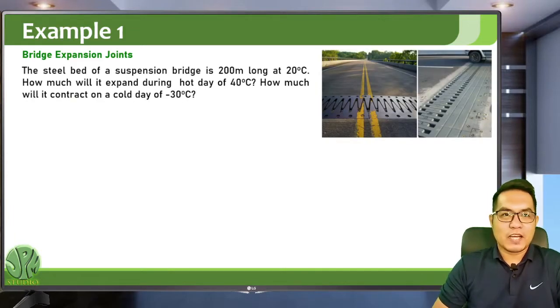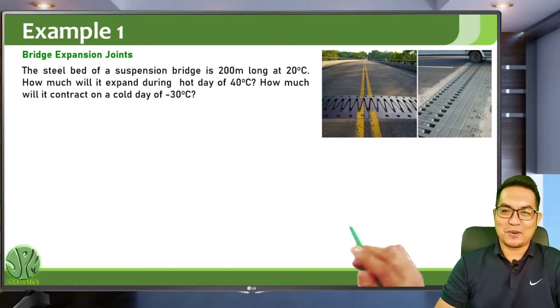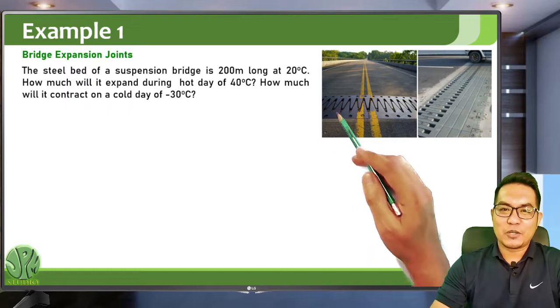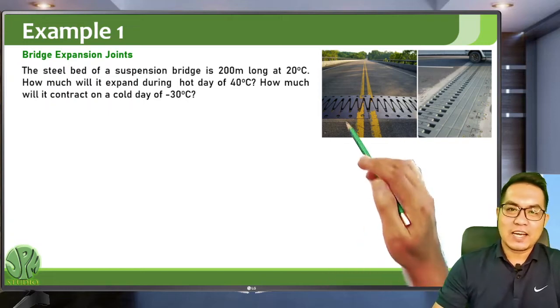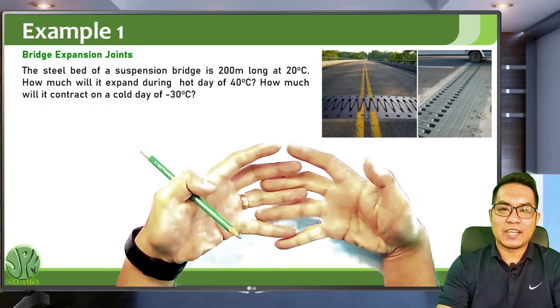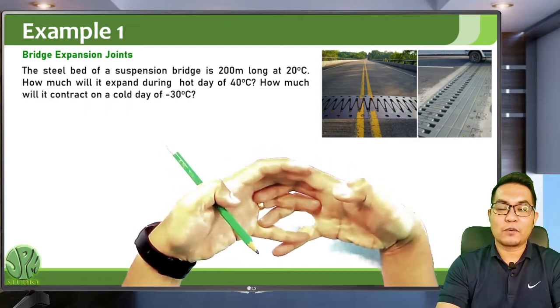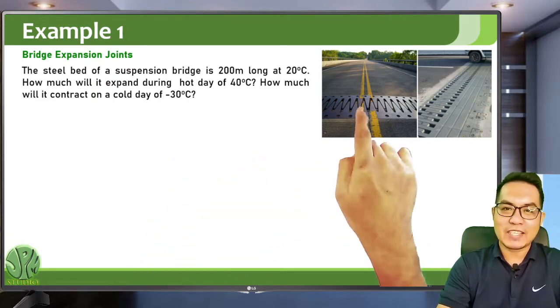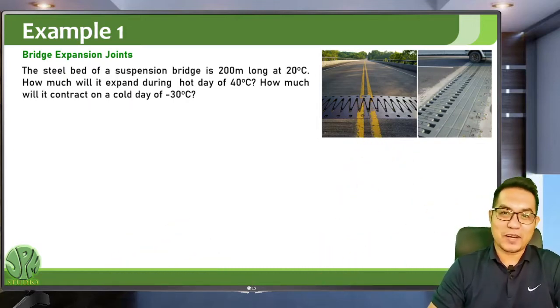So this is an example on bridge expansion joints. I'm sure you have already passed a bridge, and you may have noticed some joints in the bridge which have teeth-like structures. The purpose of these expansion joints is from the word expansion. It's for expansion and contraction actually. There's some gap within the teeth so that on a very hot day, since the steel will expand, it will have room for expansion. Because if you don't place things like this in your bridge, your bridge will actually break or buckle.